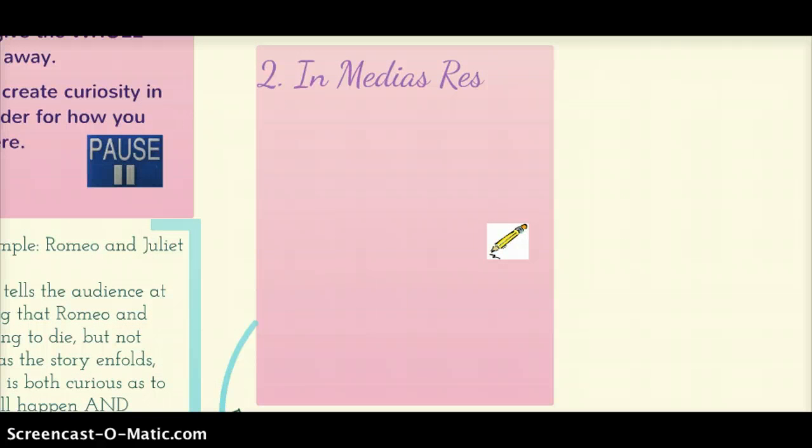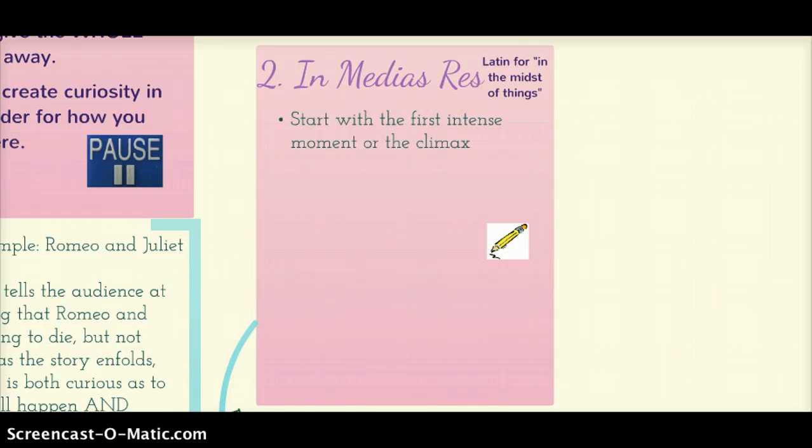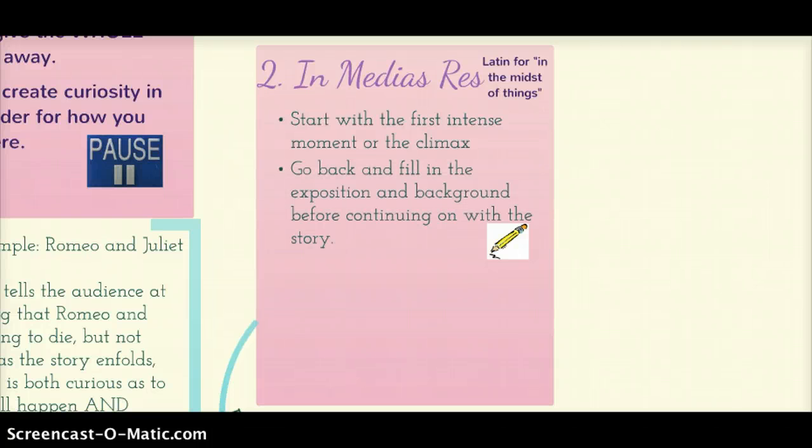All right, another example of nonlinear storytelling is called in media res. Now that is Latin, and it means in the midst of things. And so instead of starting the story at the beginning, you actually quite literally start it somewhere in the middle. It could be the first intense moment, or it could be the climax, or a lot of different places. But once you've started there, you still have to go back and fill in the exposition and the background and many other events that happened before that event, before you continue on with the story.